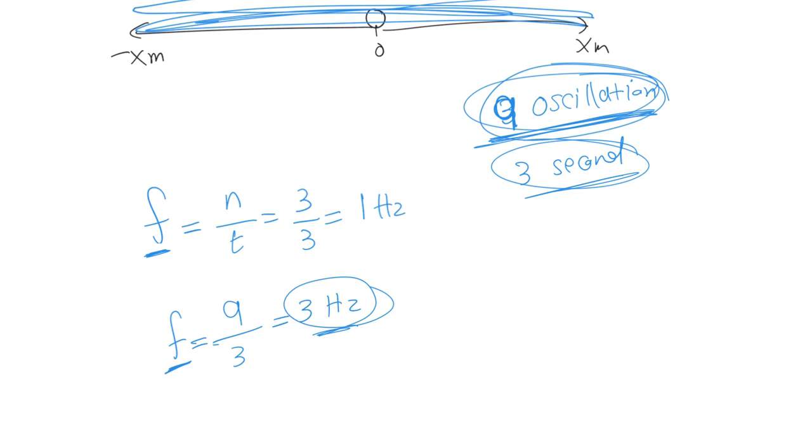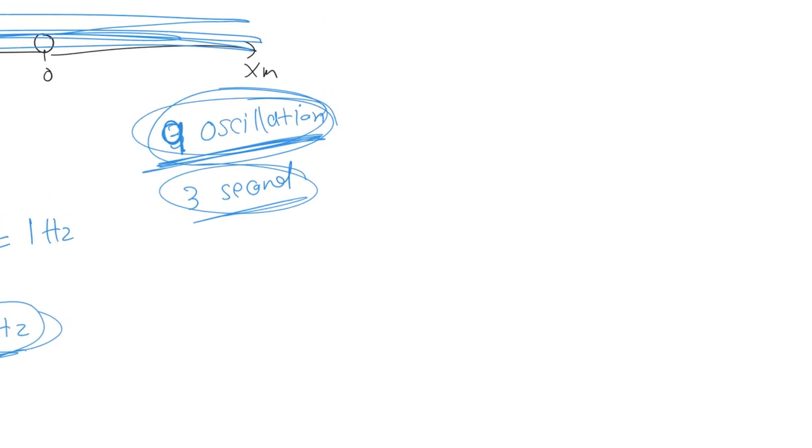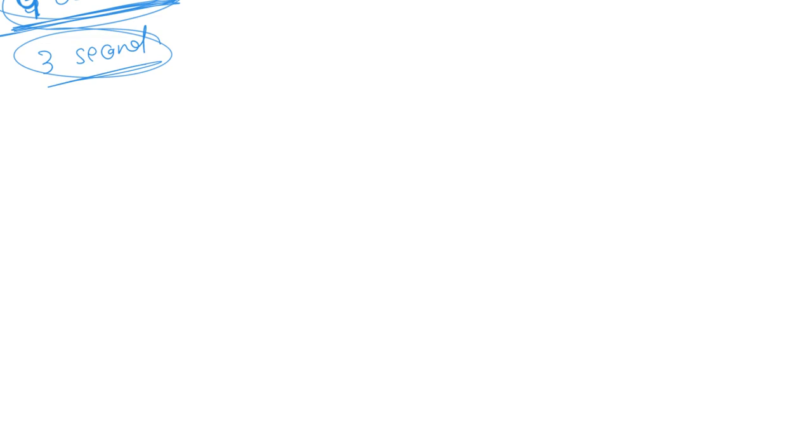Another important thing here is the period of time, or the time period. What is the time period? Time period is represented by a capital T, and it is the time to do 1 oscillation or 1 hertz or 1 full cycle.